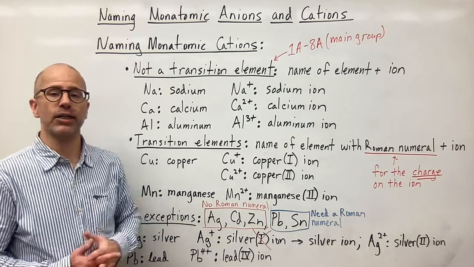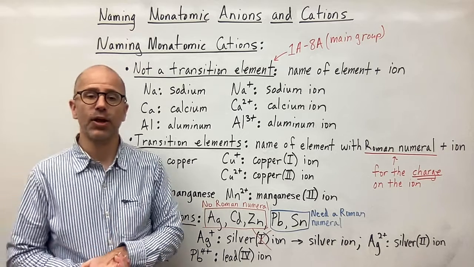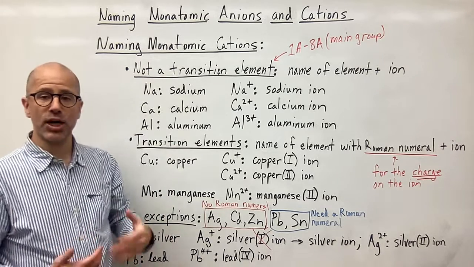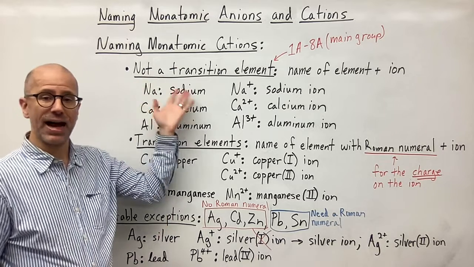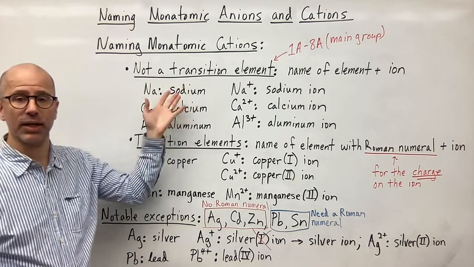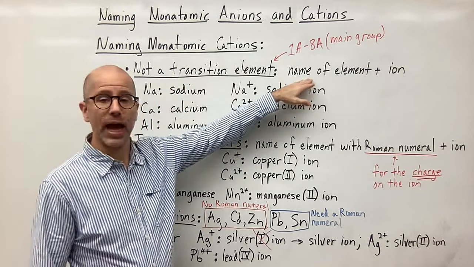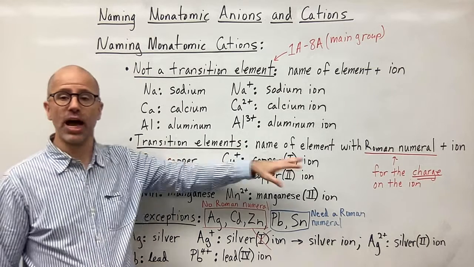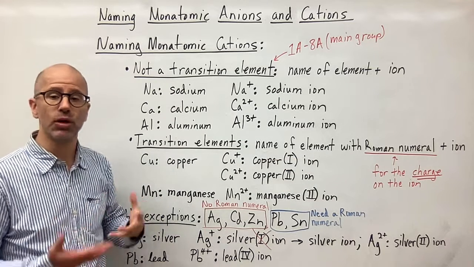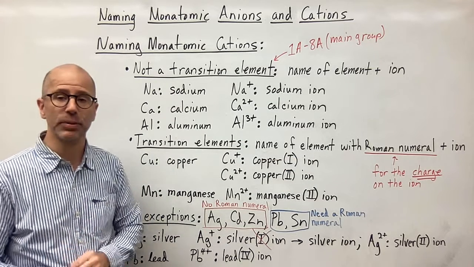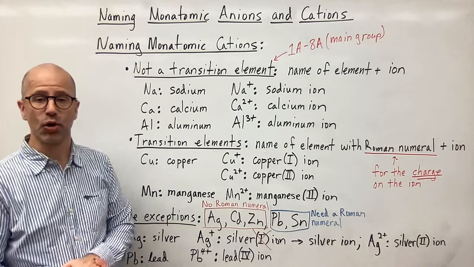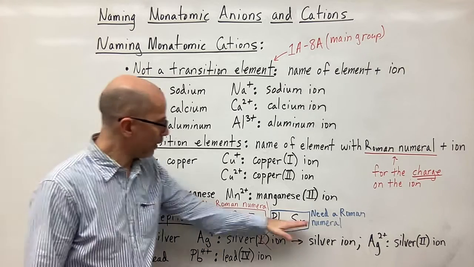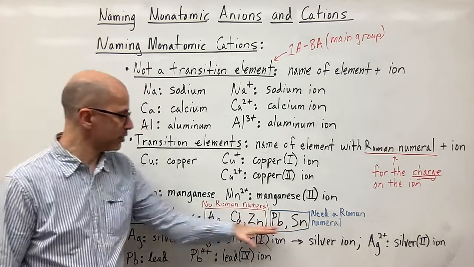Now, before I go on to the anions, there are some exceptions to this rule. This rule is a general rule of thumb. If it's not a transition element, then it's not going to have a Roman numeral. If it is a transition element, it will have a Roman numeral. That is a rule of thumb. It's not an absolute rule because there are exceptions, and you need to know those exceptions. So what are the notable exceptions? These 5 here are the notable exceptions.